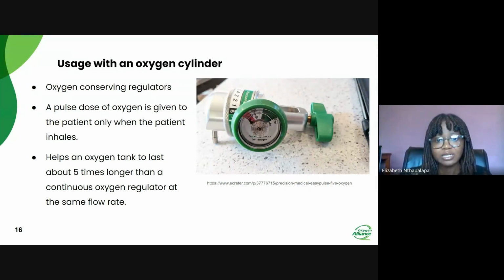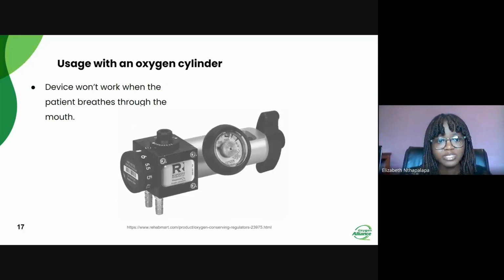In the next slide, there is another type of oxygen conserver, but this one is electronic.